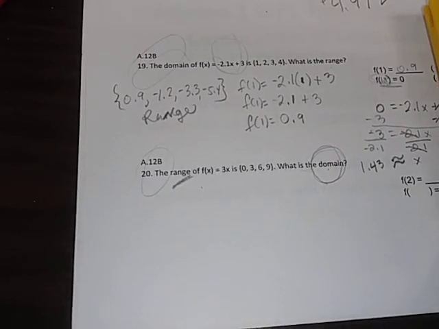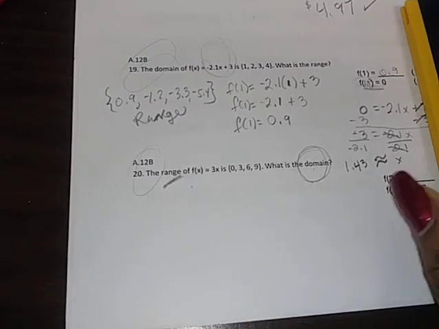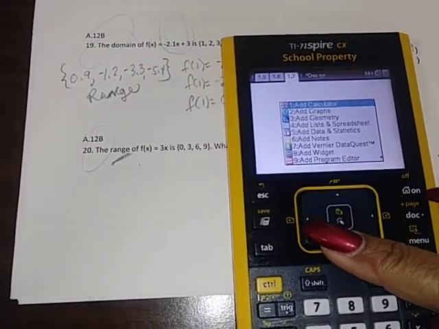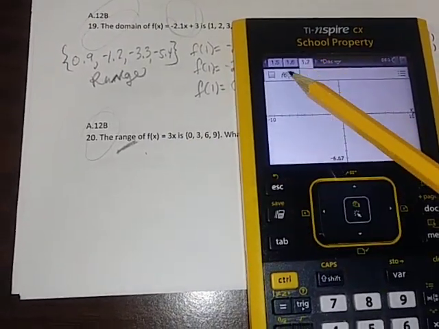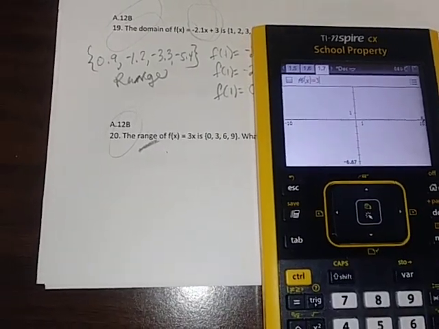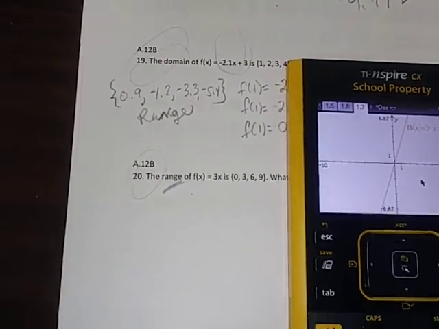Okay, so let's go ahead and put f of x equals 3x into the calculator. Let's talk about that. F of x is already there, so just put the 3x, not the equal, okay? Be careful about that. Press enter. Control T.